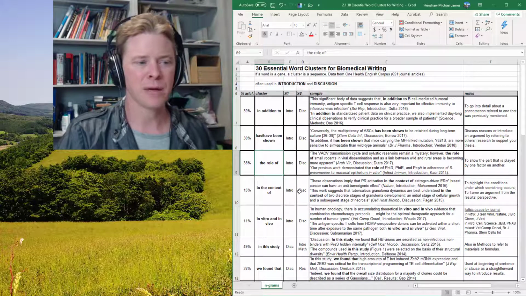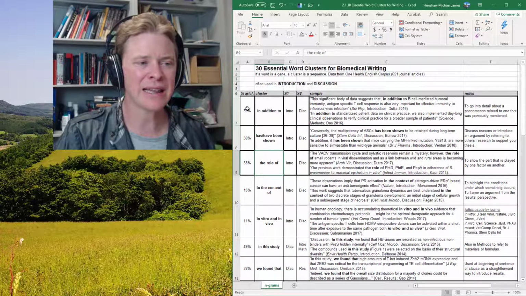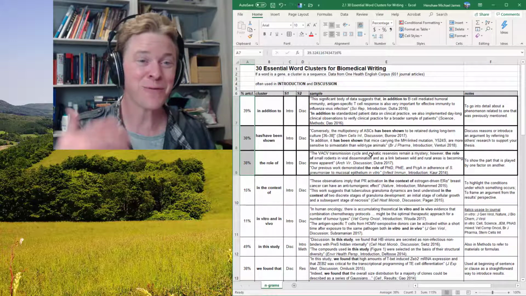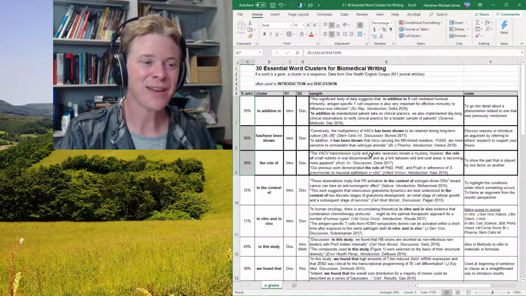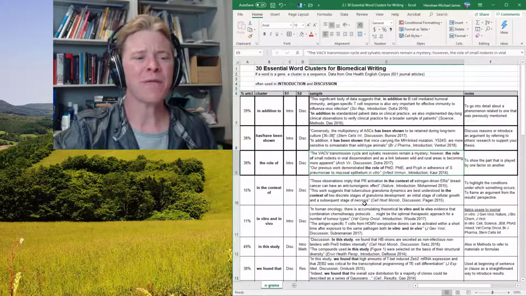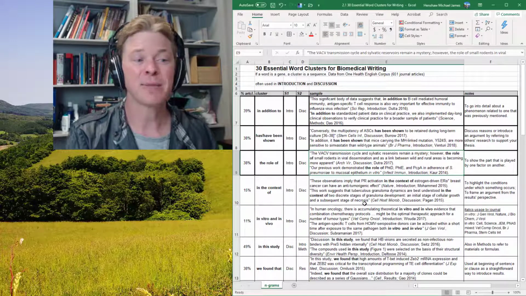of. I'm sure you've heard this phrase before, but I wanted to highlight these three because they all appear in more than a third of every introduction. So here, it's speaking of the role of small rodents in viral dissemination.